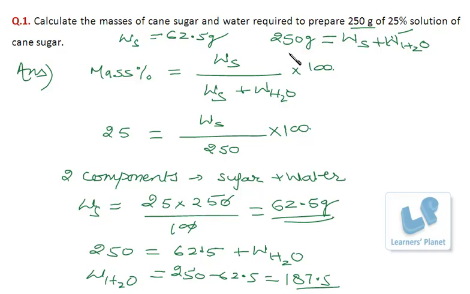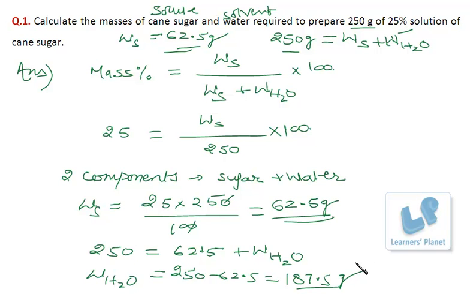See, the solvent is present in greater amount. The solute, sugar, is present in lesser amount. So sugar is what? Solute. And water is what? Solvent. The one which is present in lesser amount is solute, and the one which is present in greater amount is solvent. So what is the amount of solute? It is 62.5 grams and water is 187.5 grams.